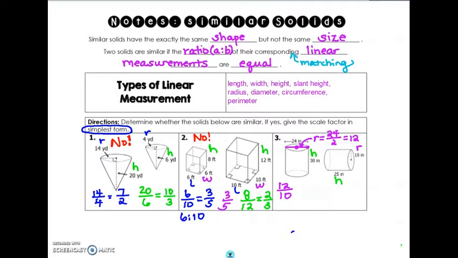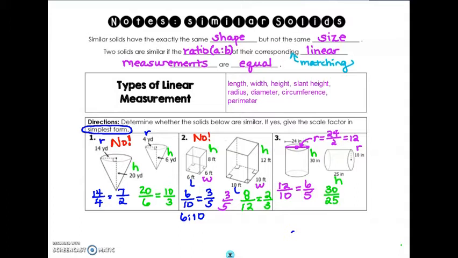12 over 10 simplifies to 6 over 5. I could easily divide 2 from each of those to get 6. 10 divided by 2 gets me 5. Let's check our height. We have 30 over 25.